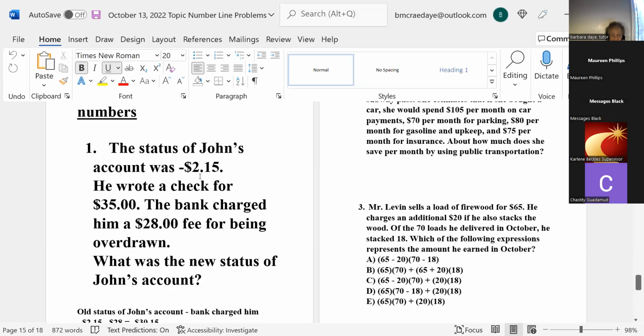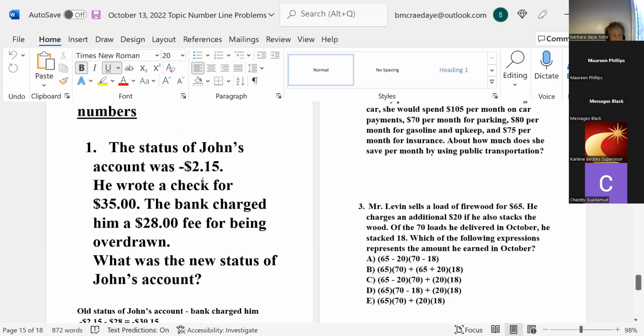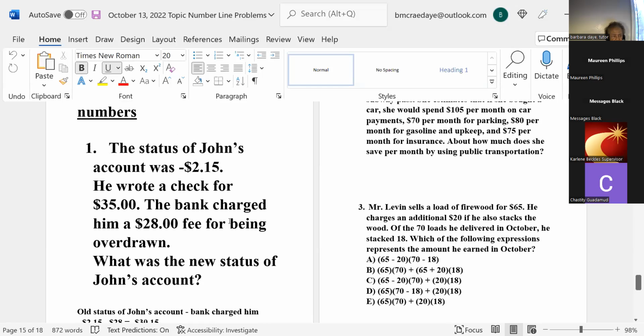Minus $2.15. Maureen was reading that. Go ahead, Maureen. John's account was minus... No, wait, Maureen. That's a decimal point right there. That's not 215, it's 2.15. That's $2.15, 15 cents. The status of John's account was minus $2.15. Okay, keep going.